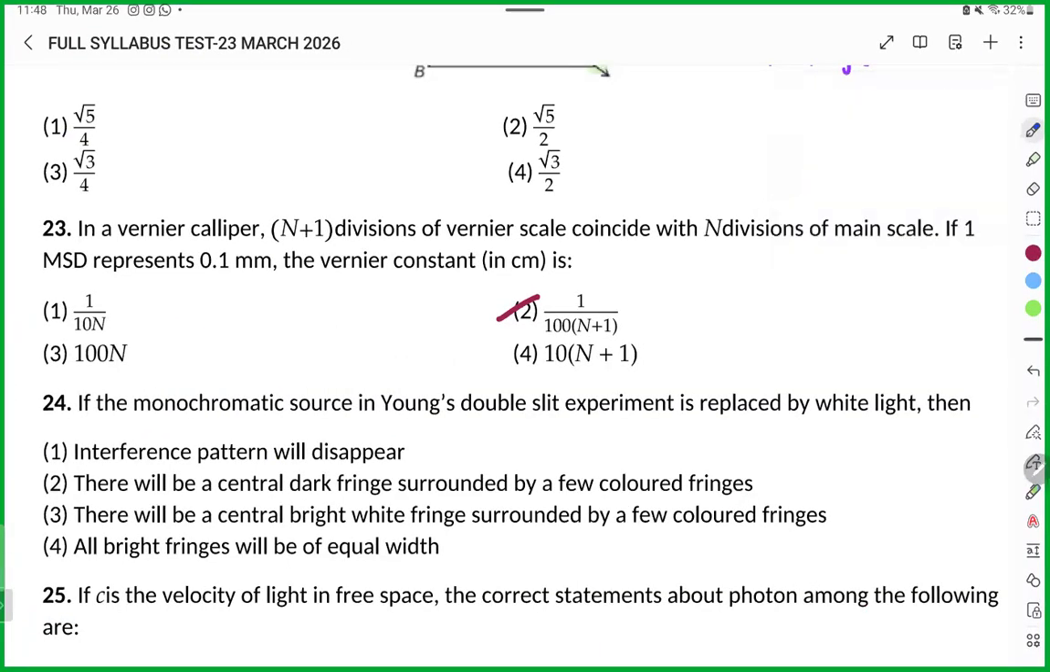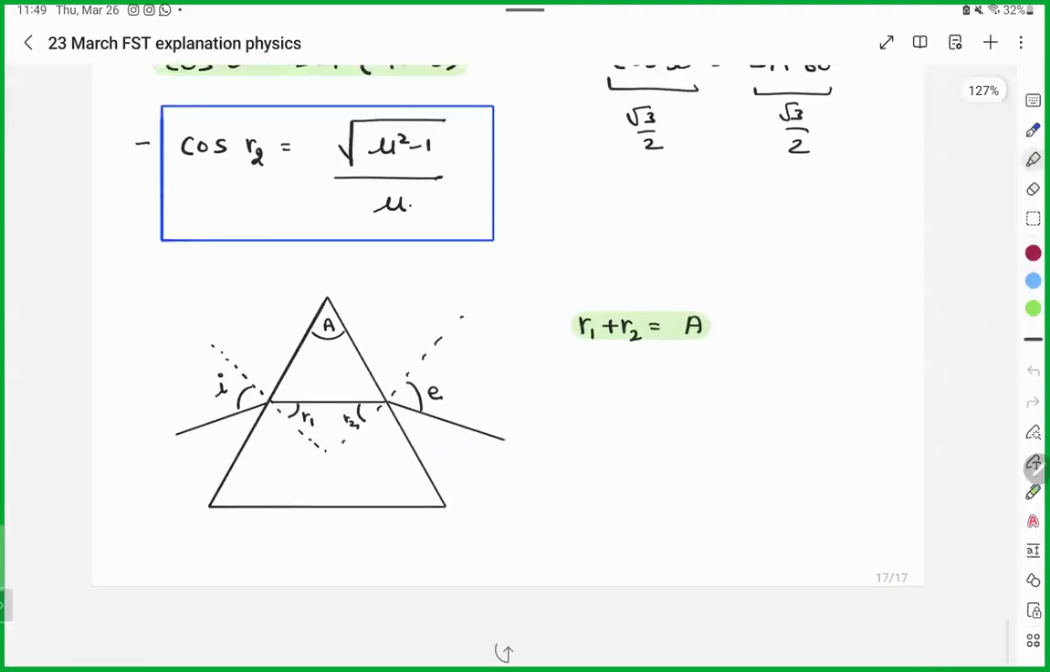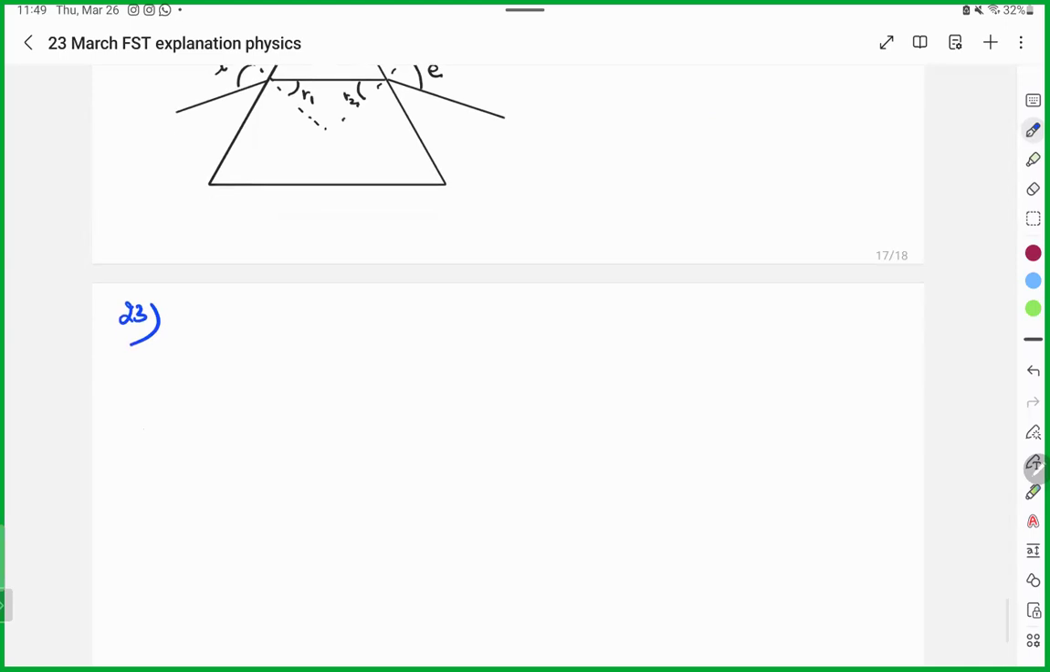Okay, come to this concept of vernier caliper. How many of you are comfortable with vernier caliper, guys? I don't know at all. No, so I'm not comfortable with that. Me too. Okay. तो वर्नियर कैलिपर में हम सबसे पहले 2 टाइप के स्केल होते हैं.